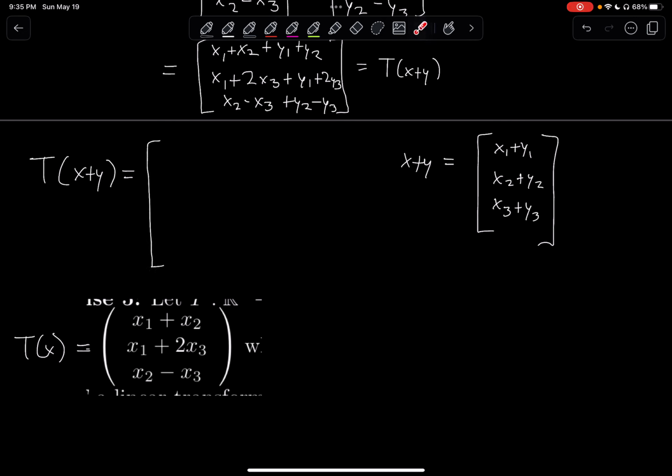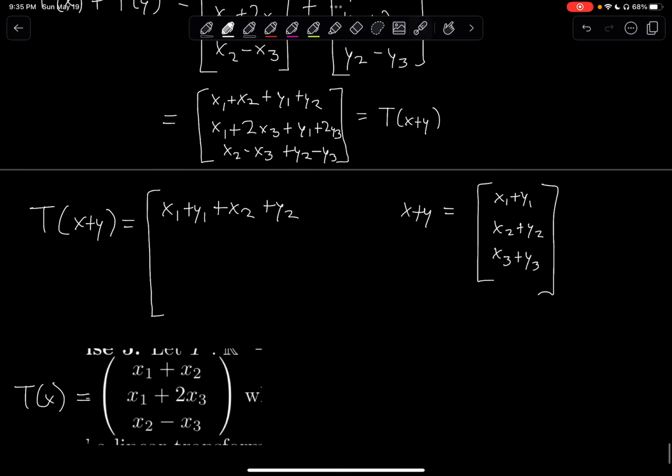Okay, so what is this saying? It's saying the first component of the vector plus the second component of the vector. So in other words, this plus this. So I have x1 plus y1, and then I have plus x2 plus y2. Okay, let's compare it. So there I have x1, x2, I have x1, x2, and here I have y1, y2.